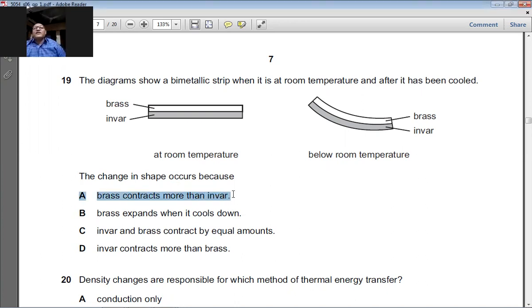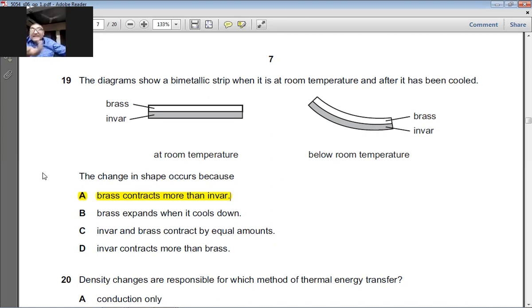We can read the other options also, but the right answer is just in front of us. The brass expands when it cools down. That's wrong. Amber and the brass contract by equal amounts. That is wrong. Amber contracts more than brass. That is also wrong.